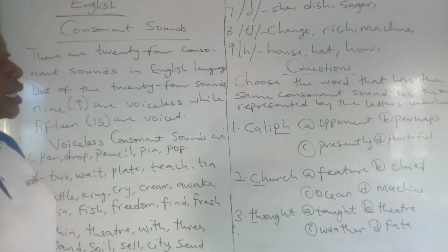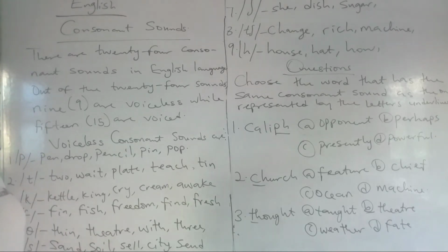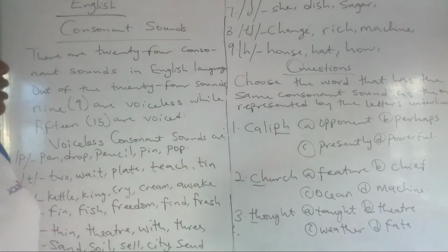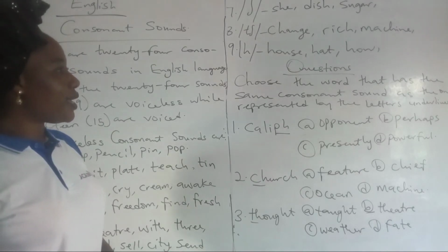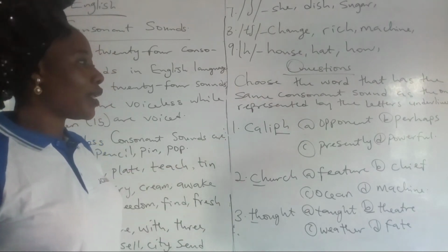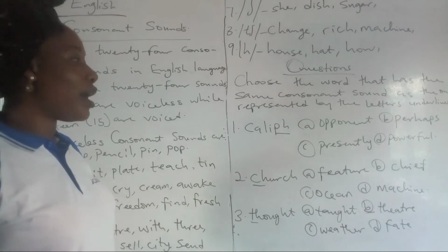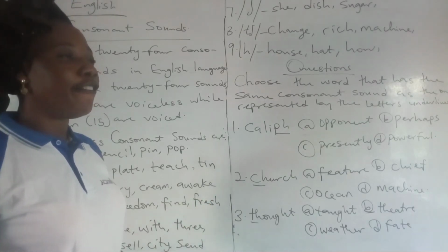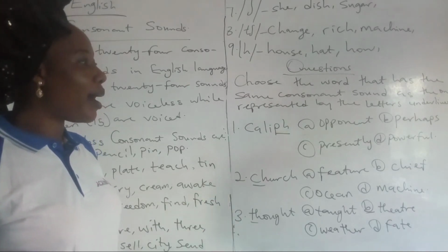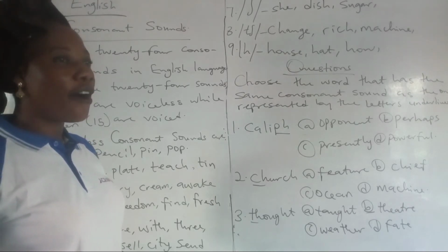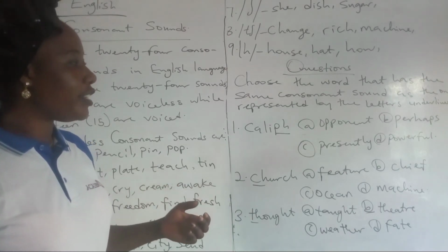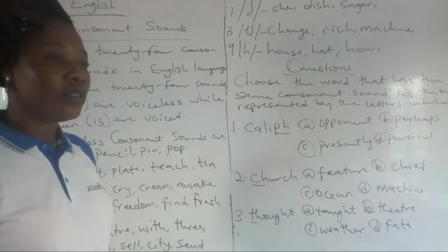So I have some questions to test our understanding of today's lesson, which is on voiceless consonant sounds. Choose the word that has the same consonant sound as the one represented by the underlined letters. The first one here is caliph. In that word, you notice the last sound is pronounced as. Now let's look at the options: opponent, perhaps, presently, powerful. So the word where we have the sound is powerful, and that is option D.